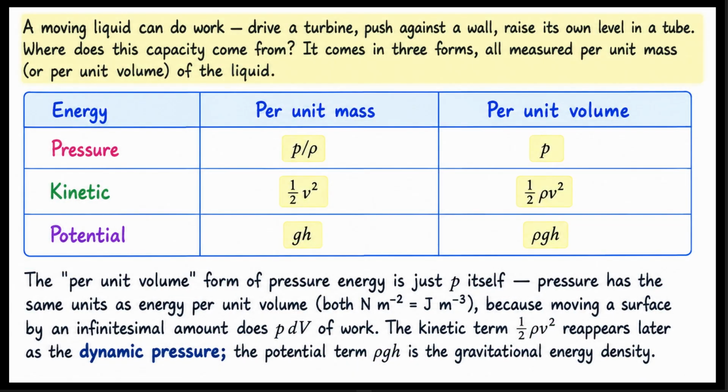A moving liquid can do work, drive a turbine, push against a wall, raise its own level in a tube. Where does that capacity come from? It comes in three forms, all measured per unit mass or per unit volume of the liquid. There is pressure energy, kinetic energy, and potential energy.